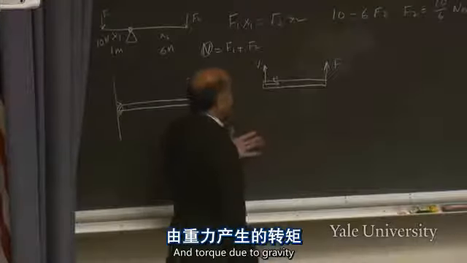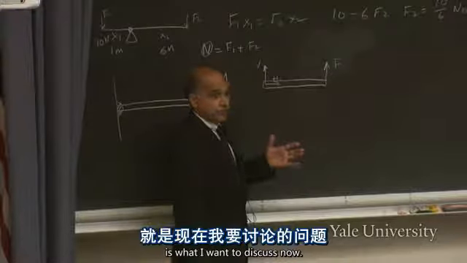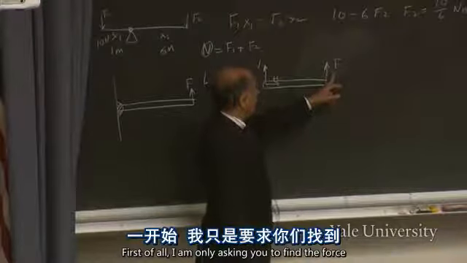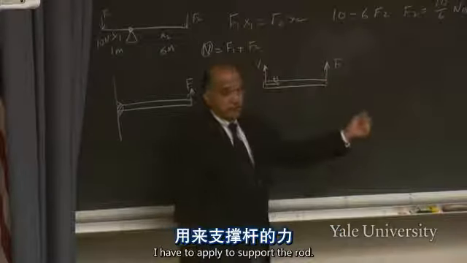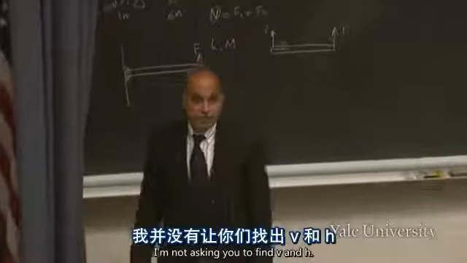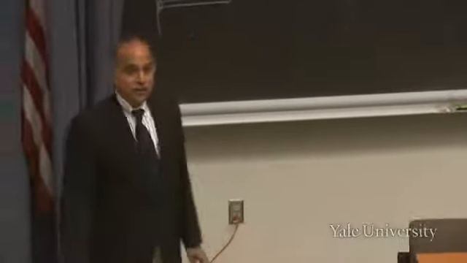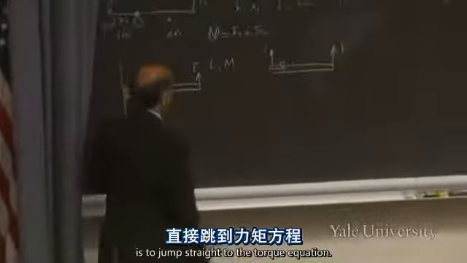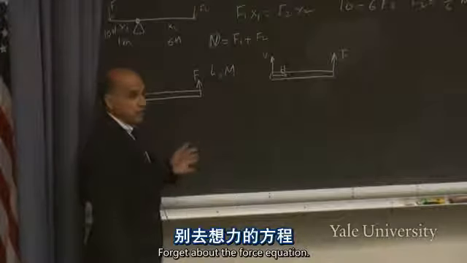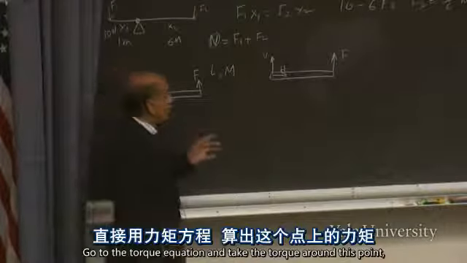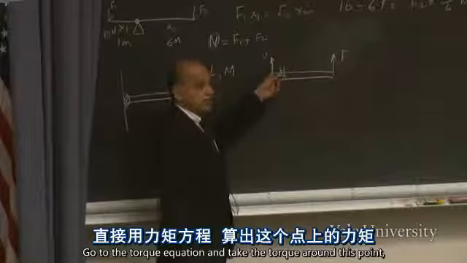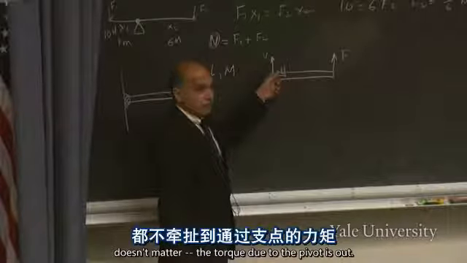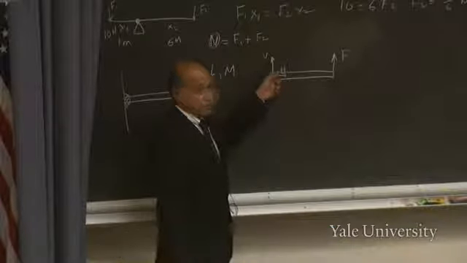The torque due to gravity is what I want to discuss now. First of all, I am only asking you to find the force I have to apply to support the rod. So just like the other problem, I'm not asking you to find V and H. So the trick, once more, is to jump straight to the torque equation. Forget about the force equation. Go to the torque equation and take the torque around this point. Then this guy is out. No matter what's going on, doesn't matter, the torque due to the pivot is out.